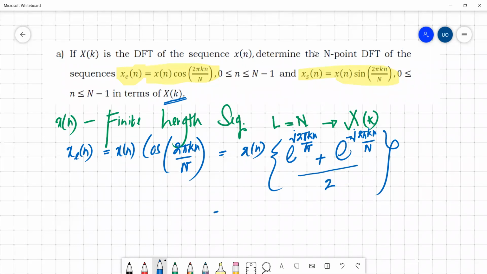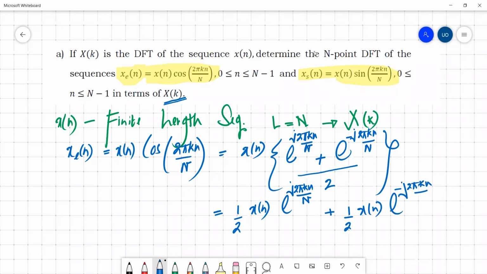So then if you expand this, it's something like that: half x[n] e to the power j 2 pi k n over N, plus half x[n] e to the power minus j 2 pi k n over capital N. So this is actually x_e[n].